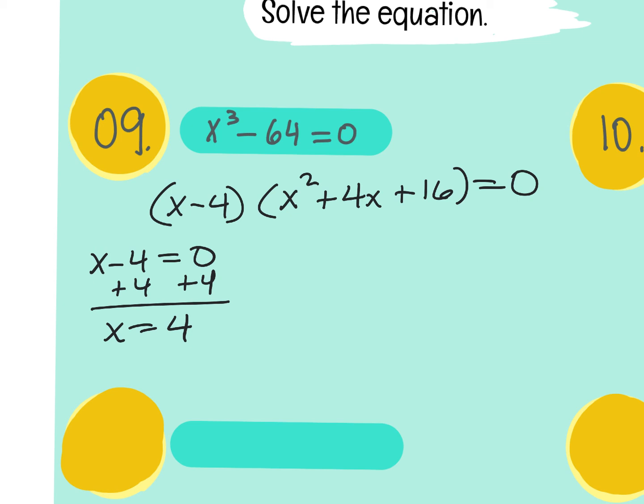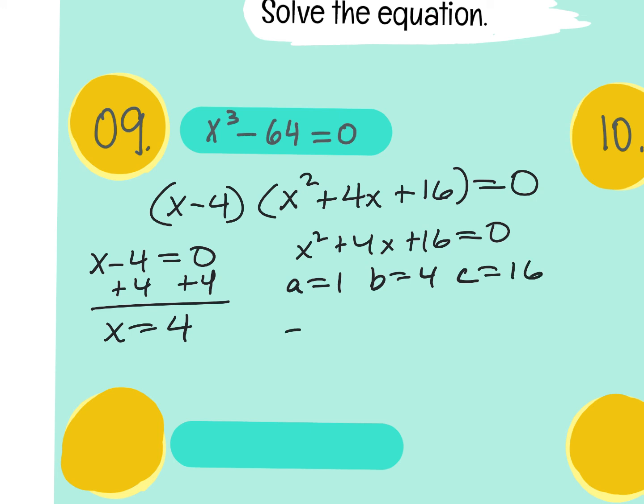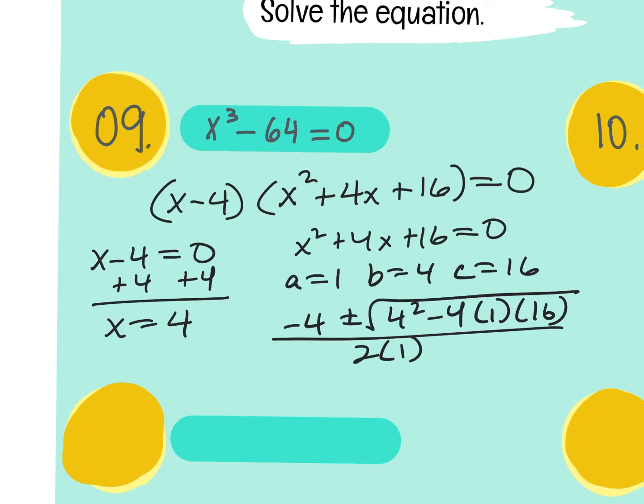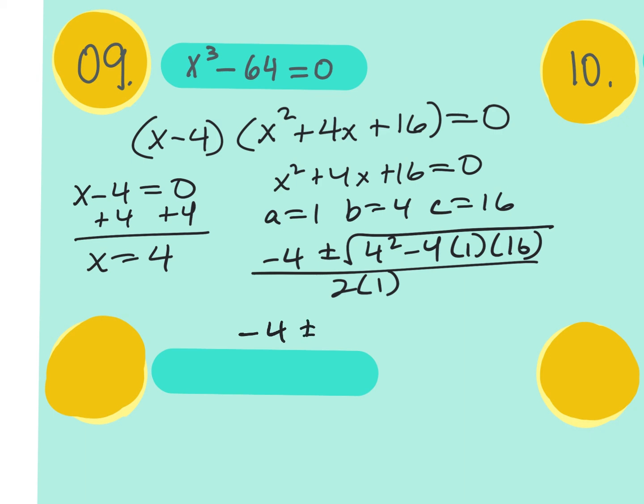Now, remember, we can't solve the trinomial in the cube by factoring, but we can solve it by either completing the square or quadratic formula. I'm going to use the quadratic formula because what we're doing now is x squared plus 4x plus 16 equals 0. A equals 1, b equals 4, c equals 16. Negative b plus or minus the square root of b squared minus 4 times a times c, all over 2 times 1. Negative 4 plus or minus the square root of 16, and then 4 times 16 is 64, so minus 64, over 2.